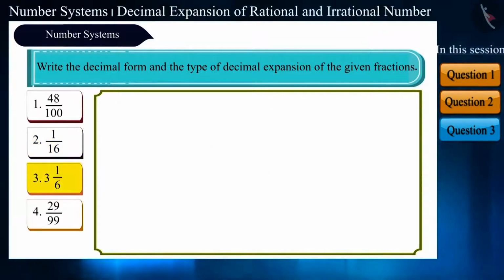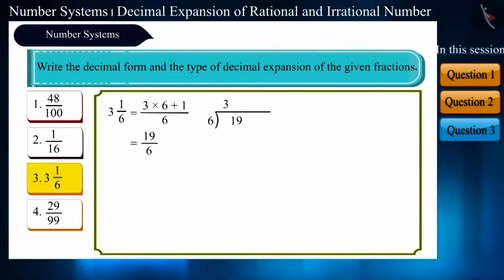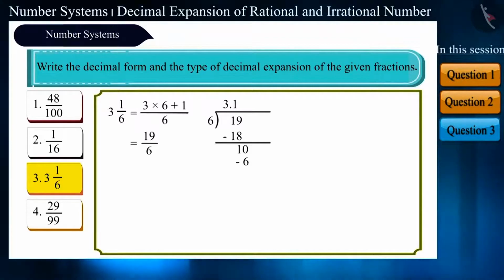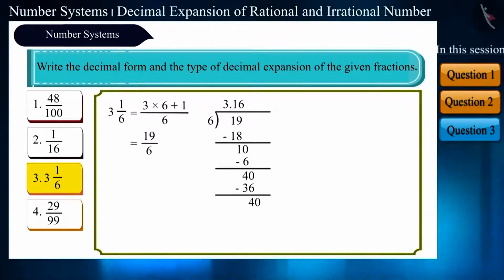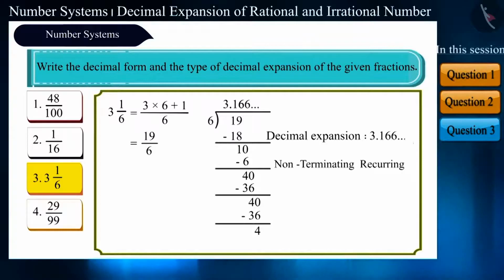Friends, the third fraction looks slightly different. It is 3 1 by 6. 6 multiplied by 3 plus 1 is equal to 19 by 6. On solving this, we do not get the remainder as 0. And after 2 steps, 6 is getting repeated. Hence, we get the decimal expansion as 3.16666. Therefore, this expansion is non-terminating, recurring.